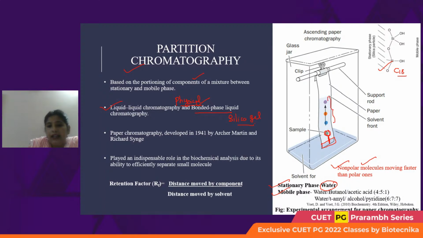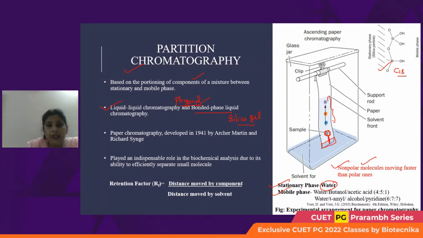And then if the components that are separated are colored, you can see them visually. But if they are non-colored, then you can use some other mechanism like radioactivity or fluorescence, or you can spray a solution on the paper that reacts with your component and produces a colored pigment, so that it can be visible. Depending upon your aim of study and the components in the mixture you want to separate, you can perform this chromatography. And we have different types of paper chromatography also, ascending, descending, right?